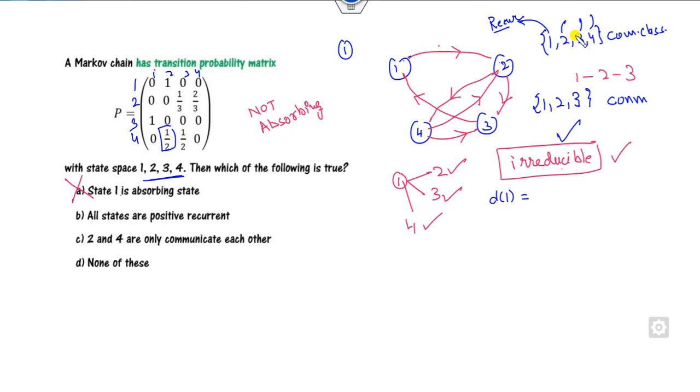States 2 and 4 are only communicating classes. That's canceled, because all are communicating classes. All the states are recurrent, and positive recurrent is the same. None of this is not B. So B is the right answer, because all have the same nature.